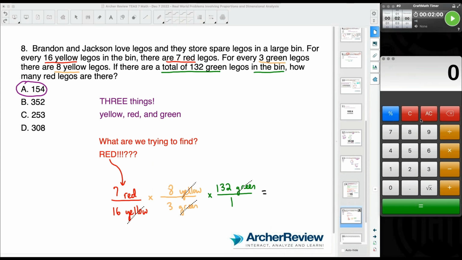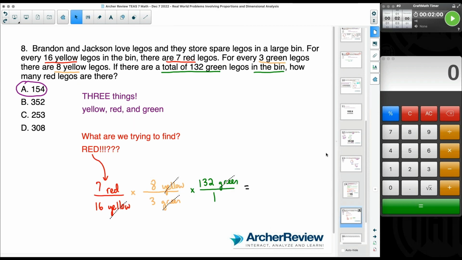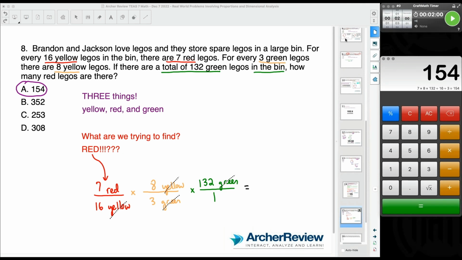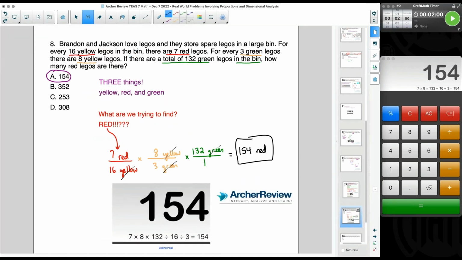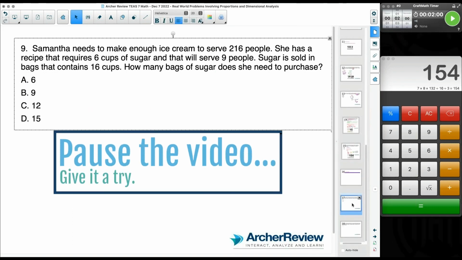So grab that calculator. Let's make sure we are doing this as fast as possible. Huge time-saving tips, in my opinion. So 7 times 8 times 132, divide by 16, divide by 3. Let me copy this over so you can see how I type that in. Any questions about number 8? For this one here, I said the rest of the night is going to be dimensional analysis. See if you can crack this code right here.